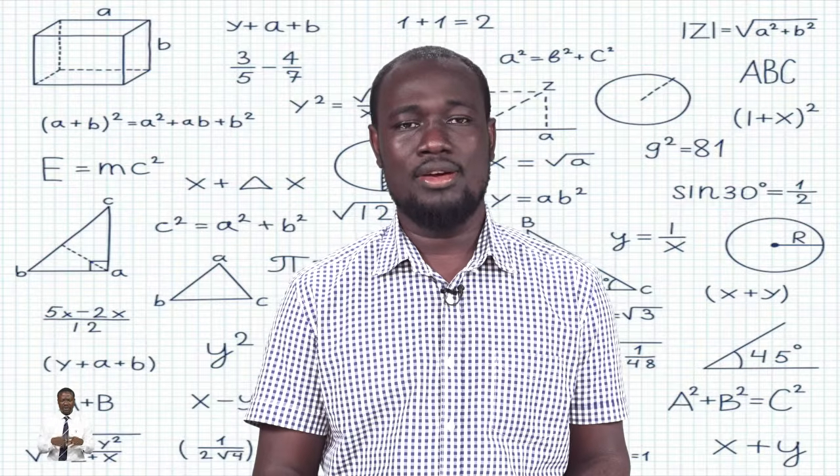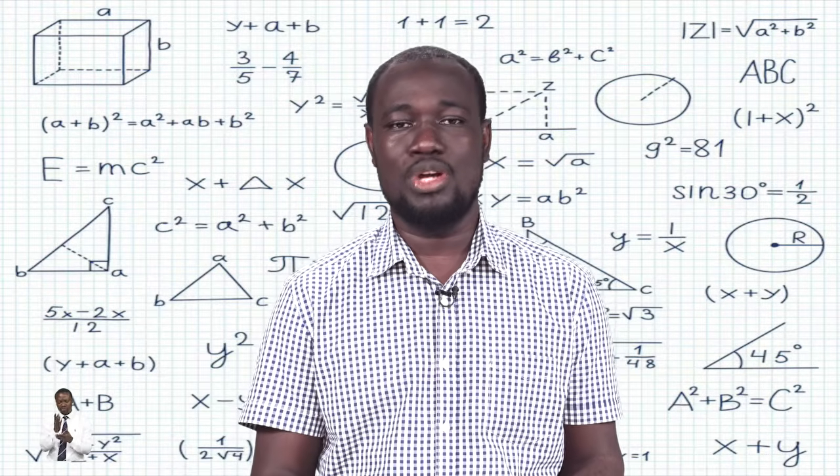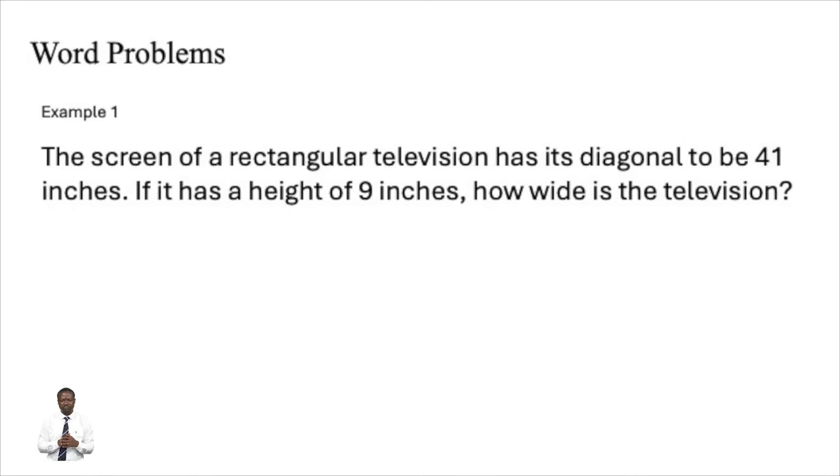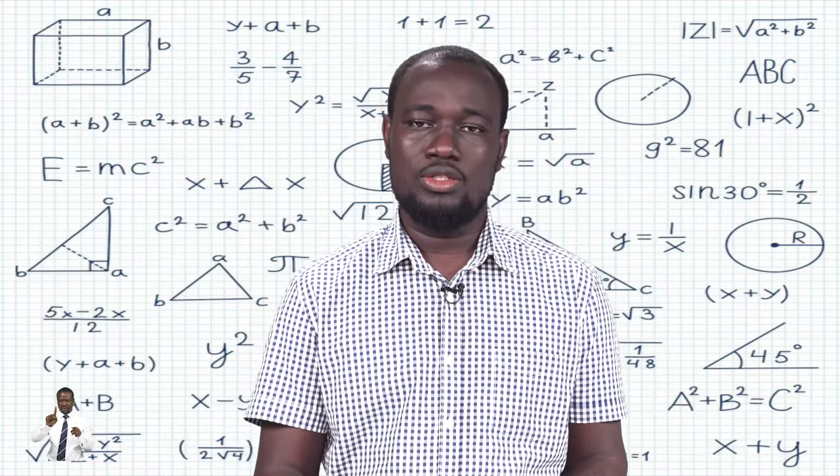Now let's use the Pythagoras theorem to solve some real-life problems. The screen of a rectangular television has its diagonal to be 41 inches. If it has a height of 9 inches, how wide is the television? Let's take the question again. The screen of a rectangular television has its diagonal to be 40 inches. If it has a height of 9 inches, how wide is the television? Let's look at our ideal solution.